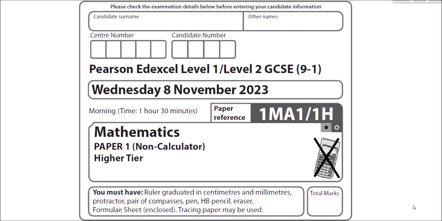Anyway, that's enough for me. Let's make a start. Let's do question 1 together. Question 1, we have to work out 6.3 multiplied by 2.4. Question 1s are normally fairly straightforward as long as we don't panic.